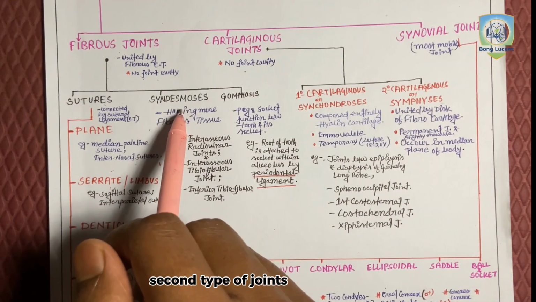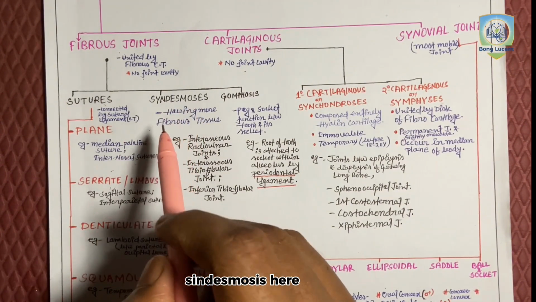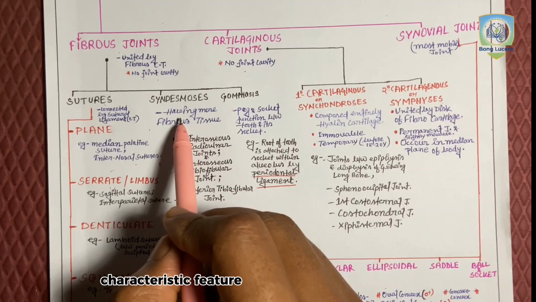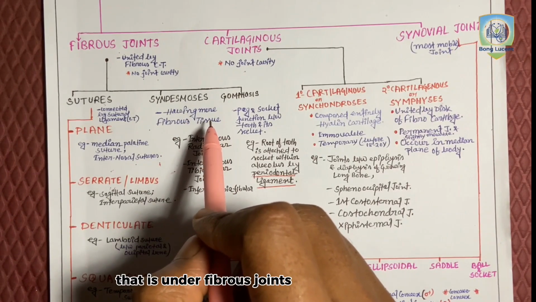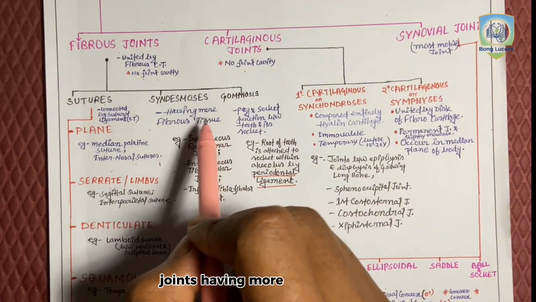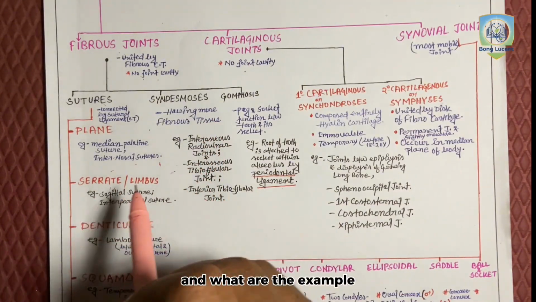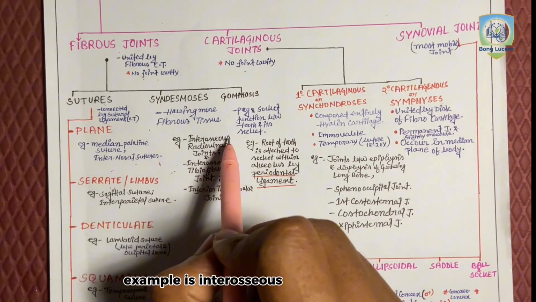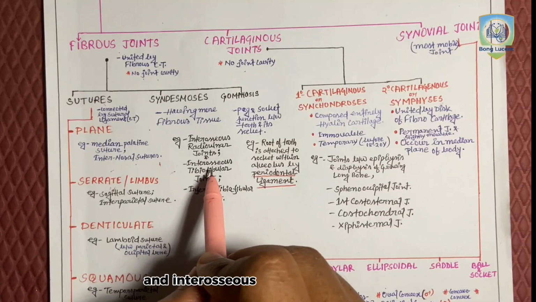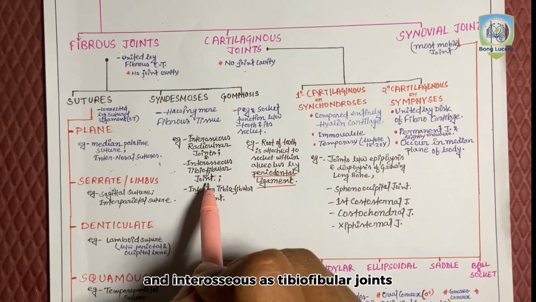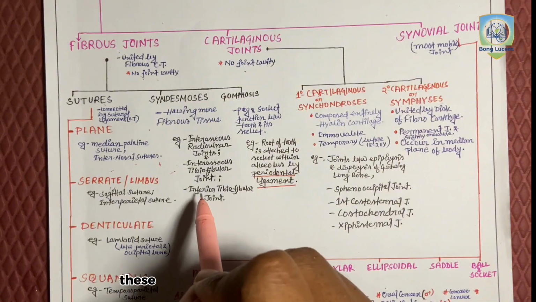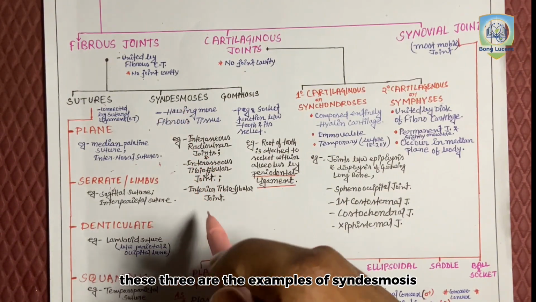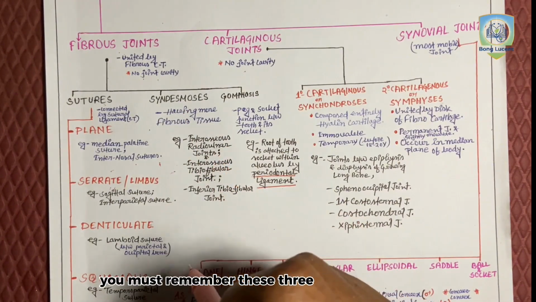Now let's see the next joint under fibrous joints. The second type is syndesmosis. In syndesmosis, the characteristic feature is having more fibrous tissue. What are the examples? The examples are the interosseous radioulnar joint and the interosseous tibiofibular joint, and another example is the inferior tibiofibular joint. These 3 are the examples of syndesmosis. You must remember these 3 examples.